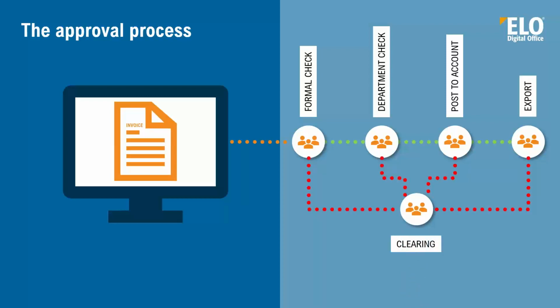And in every step, you have the possibility to send the invoice to a clearing center, where the invoice will be cleared with the sender of the invoice when there's something not right, when some checks didn't or couldn't be approved. So you have a clearing center where the invoice is sent when something is missing, when something is wrong.